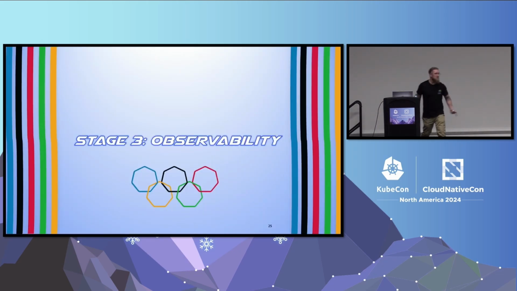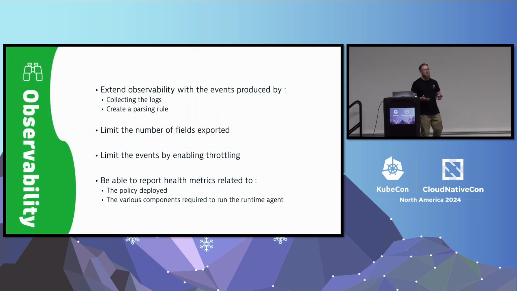Stage 3. Okay, all right, so observability. What we need from an observability perspective. At the end, security exposes events, as we mentioned. With those events, we can clearly extend the level of observability by just collecting them.